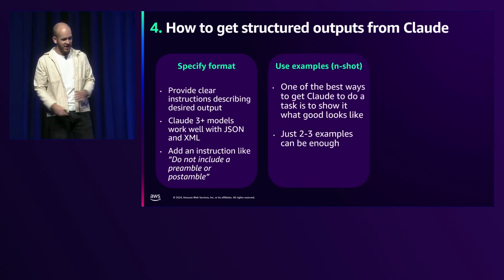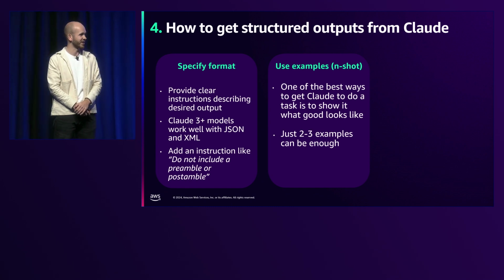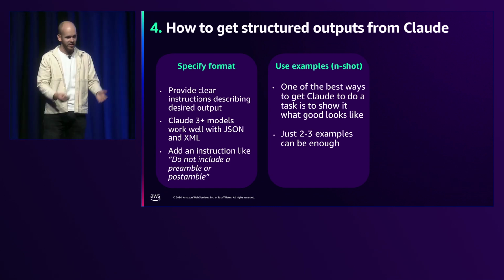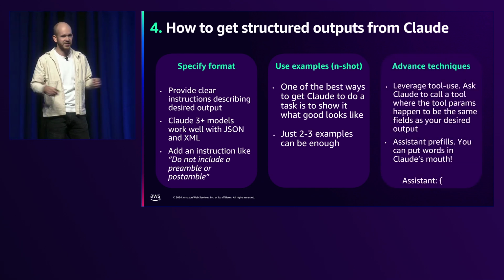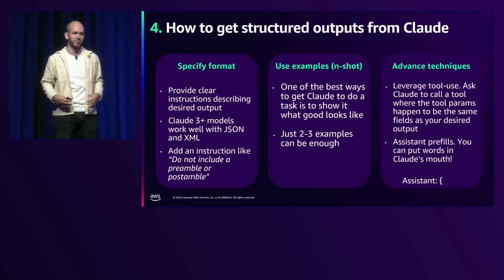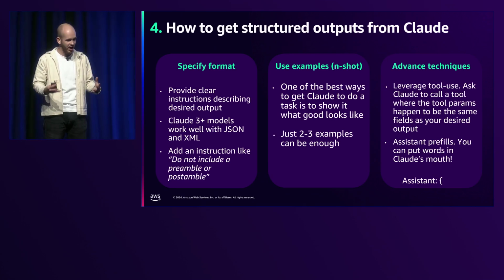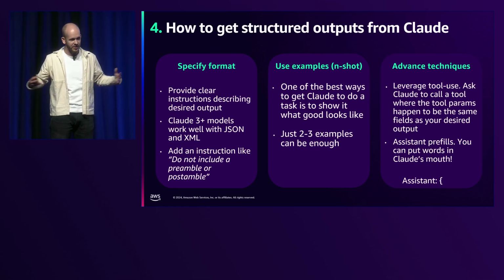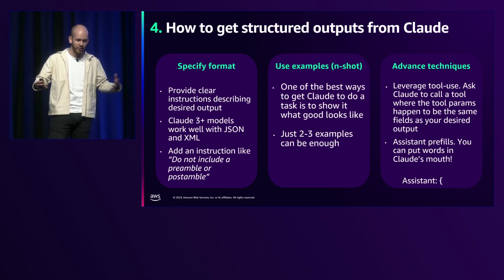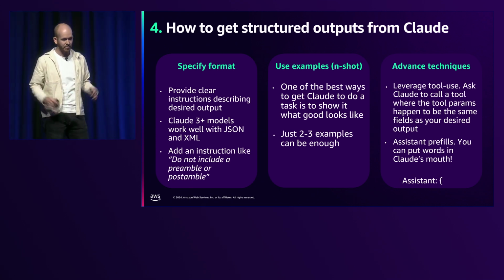Also, we can use examples. Hey, Claude, here's what some good outputs look like. Make sure it's the JSON that we want. And then if those two things don't work, and usually this is enough, there are some advanced techniques we can layer in. We can try to use things like tool use, which is a great way to get structured data out of Claude, and we can make our JSON outputs fit a tool and do it that way. There are also things like pre-filling, or putting words in Claude's mouth, that get us some pretty good results.